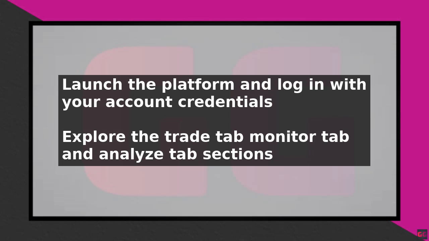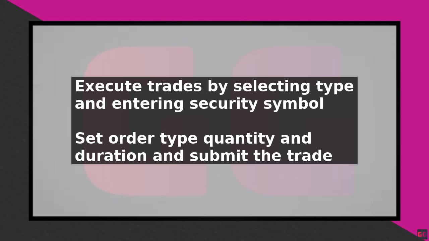In addition to executing trades, Thinkorswim also provides a range of tools and features to help you analyze the markets. The platform includes a range of technical indicators, such as moving averages and relative strength index, as well as fundamental data, such as earnings reports and economic indicators. To access these tools, navigate to the Analyze tab and select the type of analysis you want to perform.